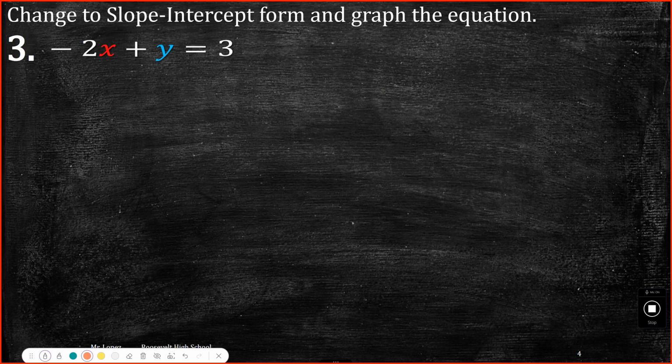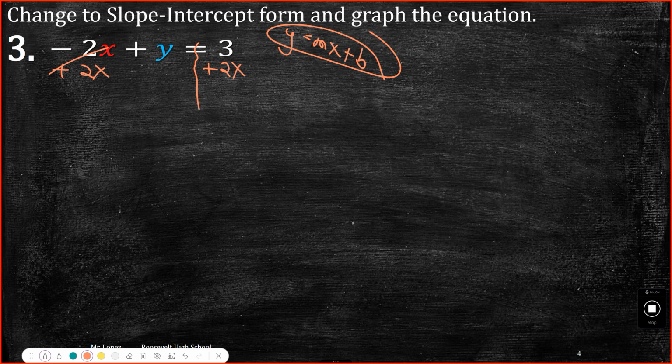Let's go to number 3. It's telling us to change it to slope-intercept form and then graph the equation. Y equals mx plus b. It is not in y equals mx plus b form, so we need to put it in that form. To get the y by itself, we're going to add 2x to the other side. Move this over to the other side. Negative 2x and positive 2x cancel out. So we get y equals.